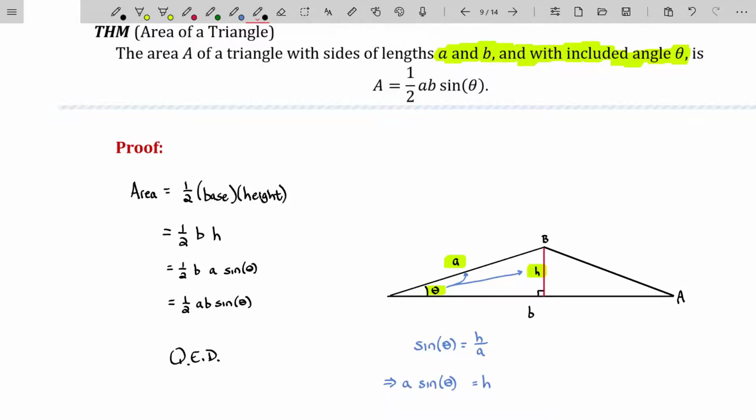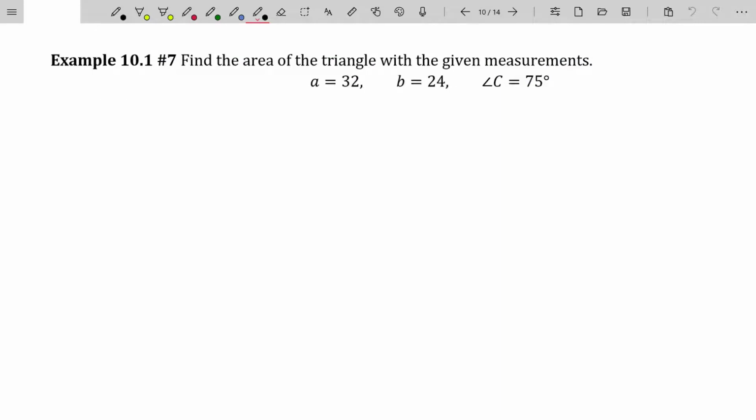But let's go ahead and take an example here. Find the area of the triangle with the given measurements. So we have a side length A of 32, side length B of 24, and an angle C of 75 degrees.